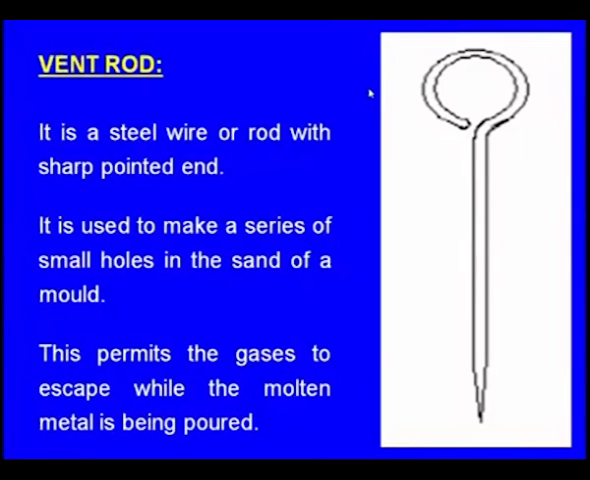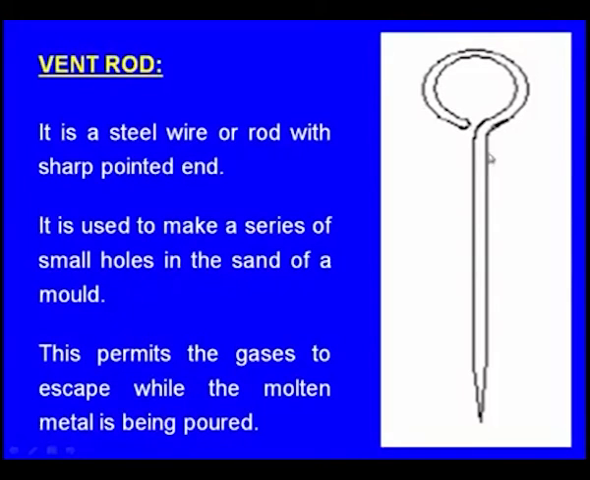Next one, vent rod. Sometime back in the molding terms we have seen vent hole. What is the purpose of the vent hole? Vent hole enables hot gases to escape from the mold. So, how to create these small, narrow holes? Using the vent rod. So, this is the vent rod. It is a steel wire or rod with a sharp pointed end. It is used to make a series of small holes in the sand of a mold. This permits the gases to escape while the molten metal is poured into the cavity.